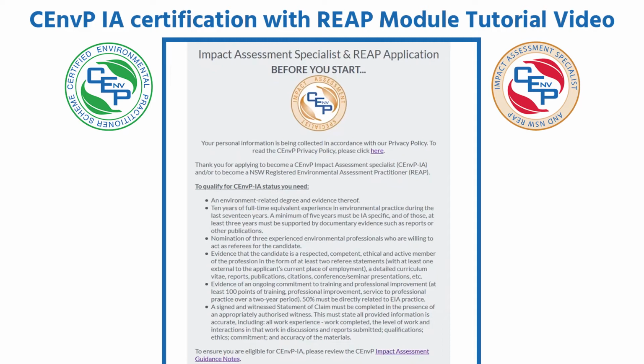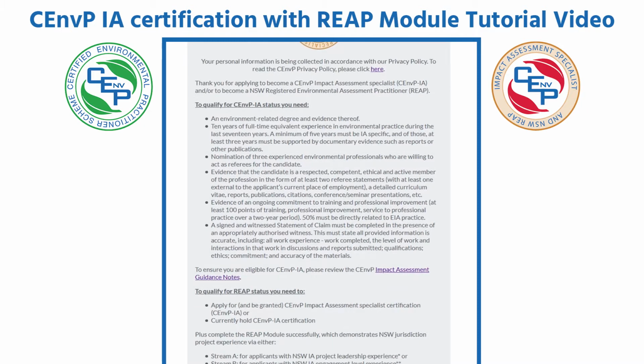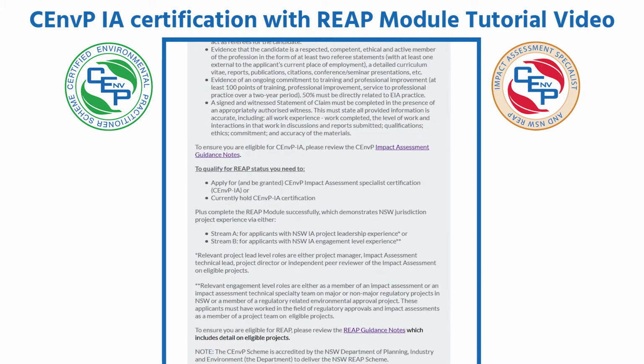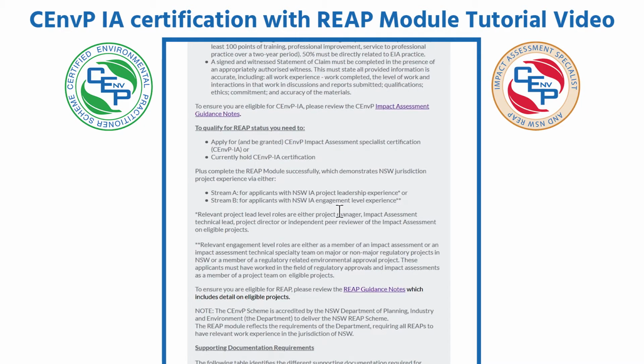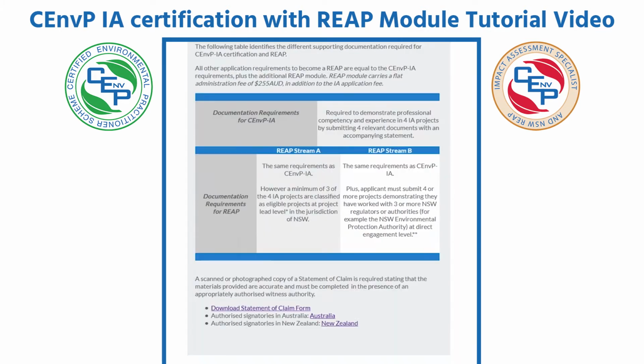To qualify for the REAP status, you need to apply for the CEnvP Impact Assessment Specialist certification or currently hold an Impact Assessment certification. In addition, you need to complete the REAP module via either Stream A or Stream B. To make sure you are eligible to apply, please carefully read the Introductory Section of this application form.